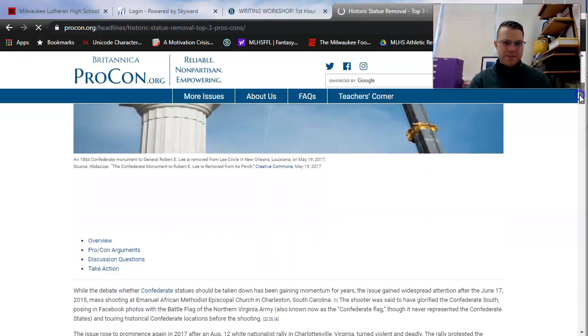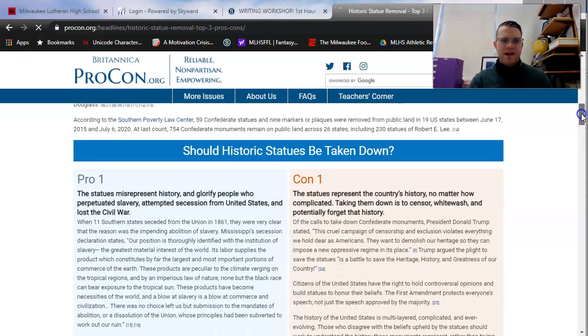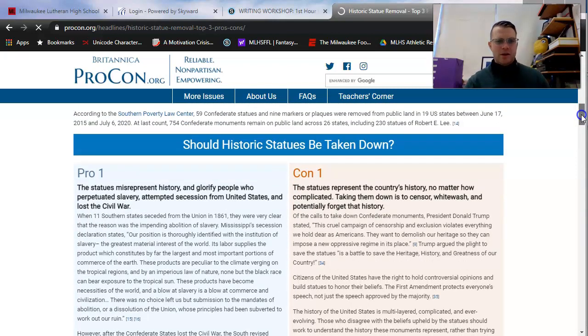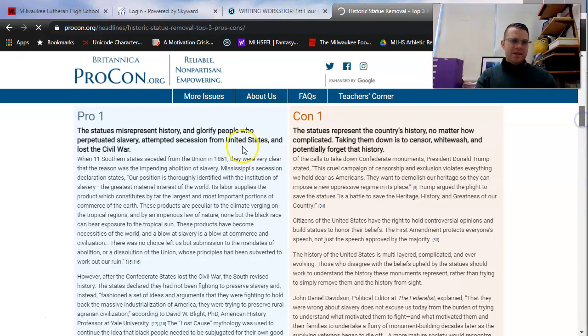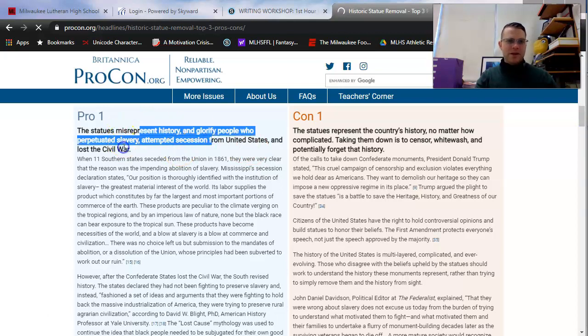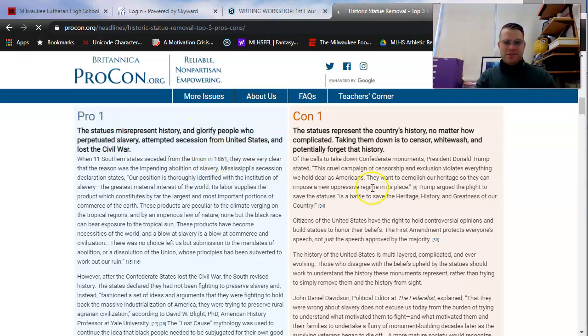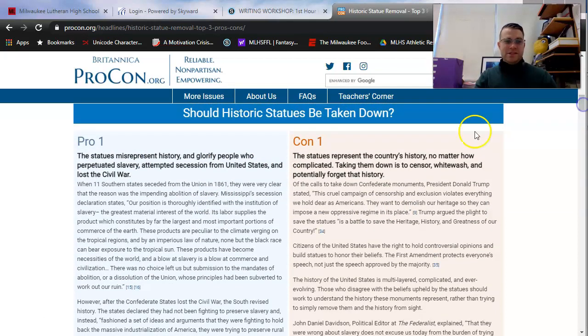There's a picture of a Confederate statue being removed right there. Here we can kind of see the basic arguments for and against historic statues being taken down. The pro to taking them down: the statues misrepresent history, they glorify people who perpetuated slavery, they're glorifying people who tried to secede from the United States, arguably a terrorist cell.